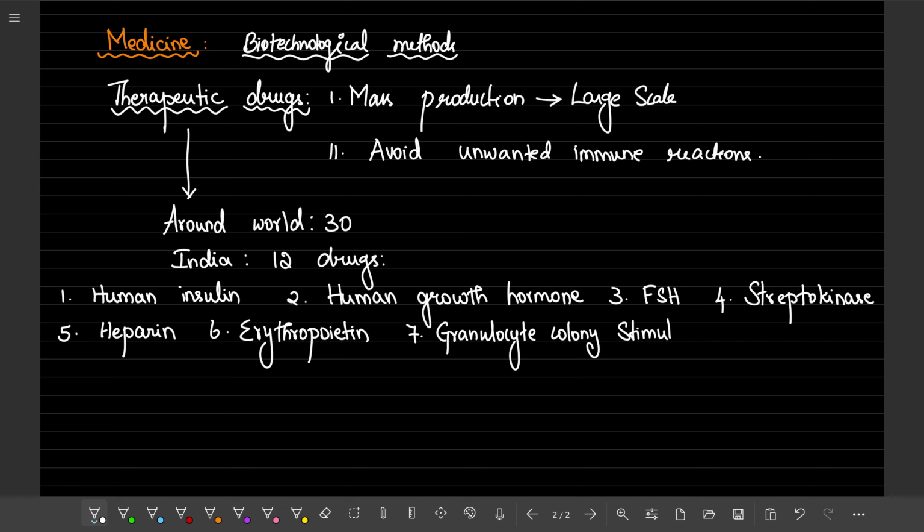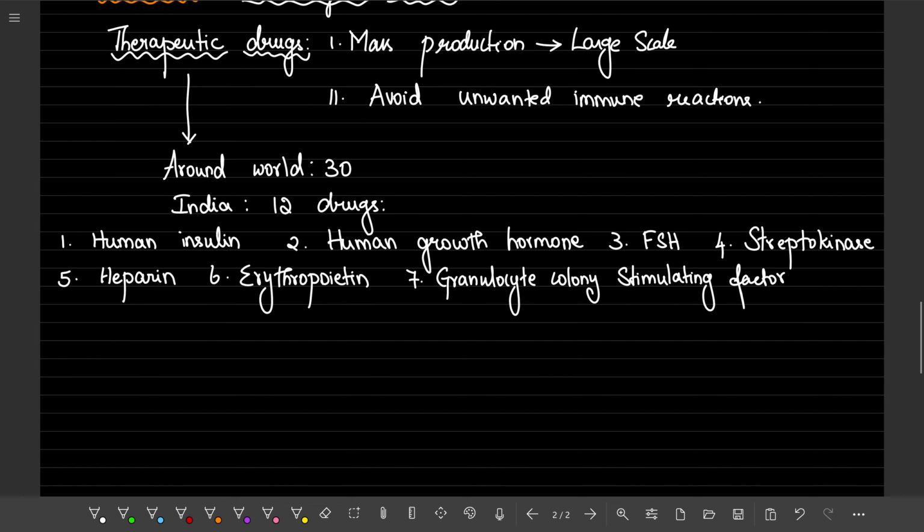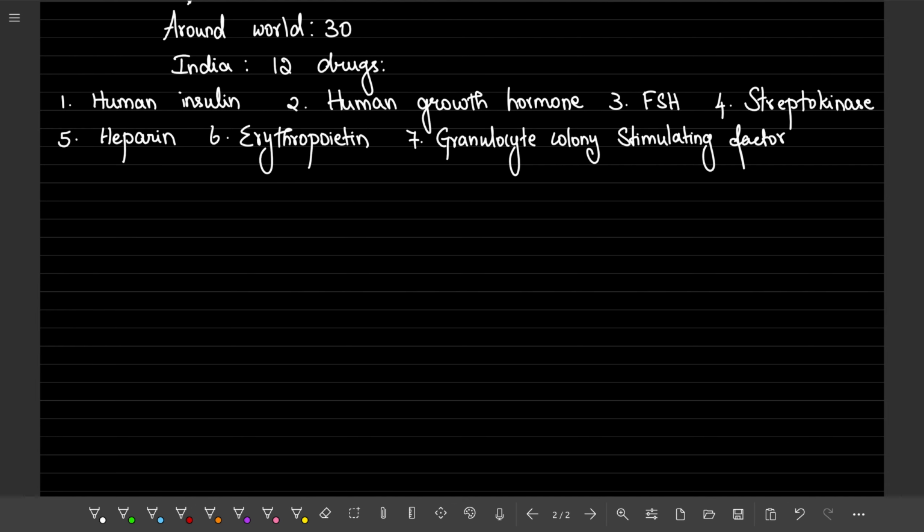Do you remember immunotherapy, where we are using biological response modifiers? These all come under that. So granulocyte colony stimulating factor is for cancer treatment. Now these are some of the common ones that are used. Among these, we are going to see the production of one in detail, that is human insulin.